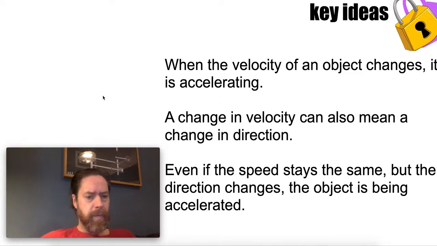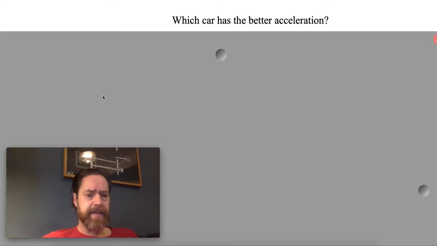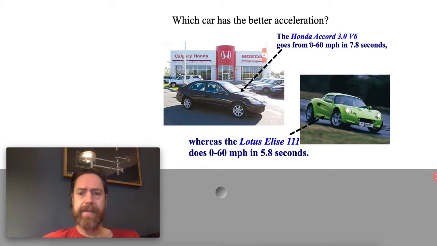So what about actually quantifying, putting a number on an acceleration? How could you tell someone that one thing is accelerating more than another? Okay, I mean, you might be in the market for a car in the future. And one of the things people are interested in with cars is which one has the best acceleration. So this might be an example. I've got two cars here. A Honda Accord, it goes to 60 miles an hour in 7.8 seconds. Whereas this Lotus Elise gets to 60 miles an hour in 5.8 seconds.